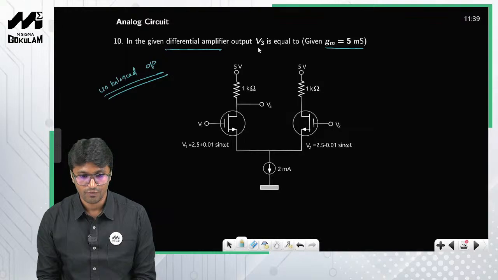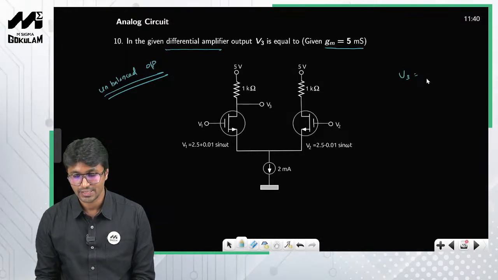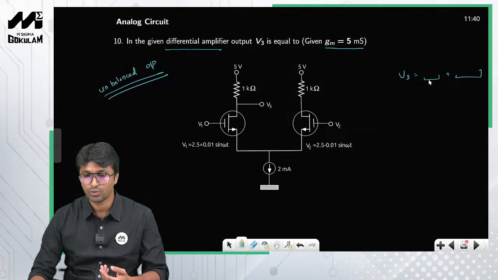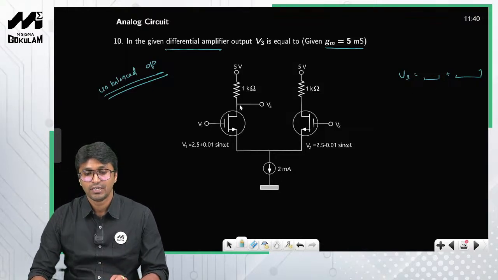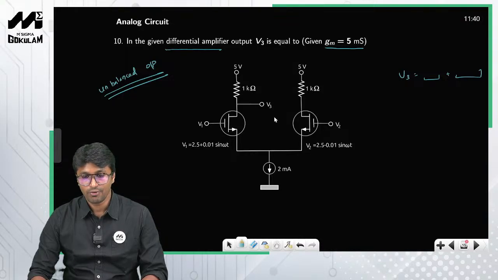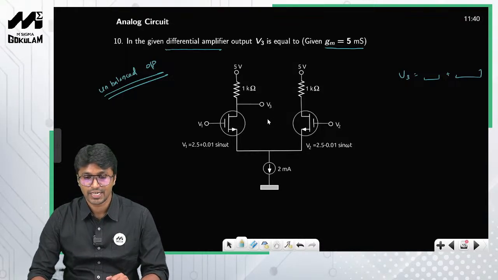Now the value of transconductance is given to you as 5 millisiemens, and you are asked to calculate the value of V3. In the options they have given V3 as the sum of DC plus AC, right? So you need to get the total voltage at this particular node. How do you do that? Listen, I will do the DC analysis separately and the AC analysis separately, okay?